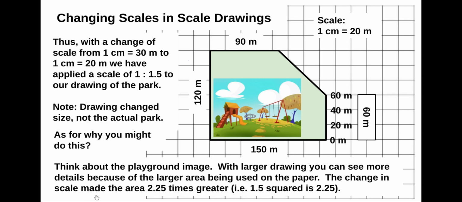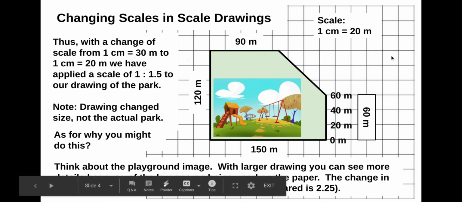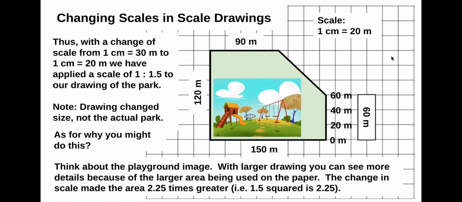Think about the playground image. With a larger drawing, you can see more details because of the larger area being used on the paper. So the area is actually even greater because remember, 1.5 squared is 2.25. Remember, when we talk about area, it's always going to be the square of the scale.